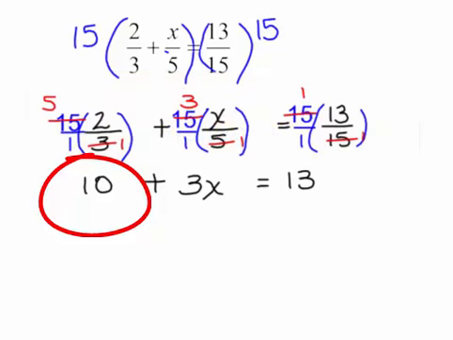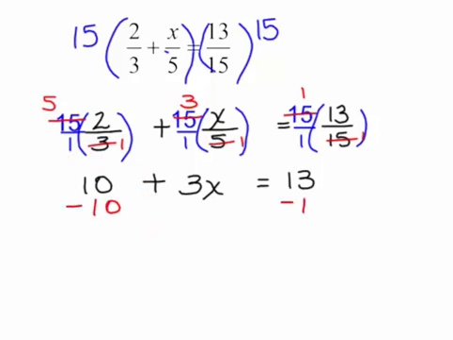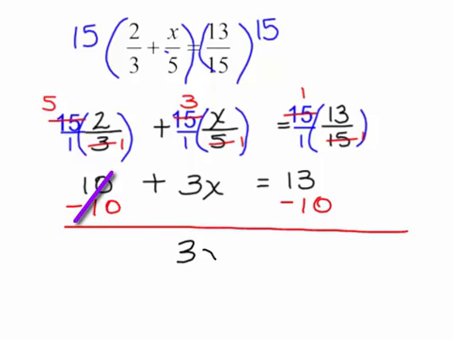Look in front of it. There's nothing there, so I know it's a positive. The opposite of adding 10 is to subtract 10. And yes, you've got it. We have to do that to both sides. We will have 3x is equal to 3.